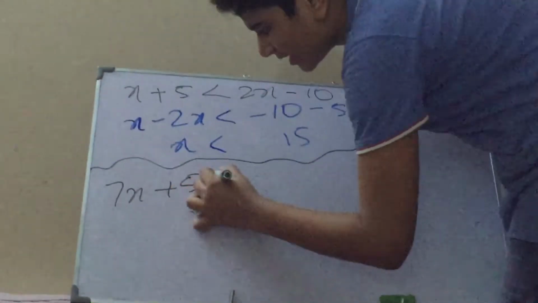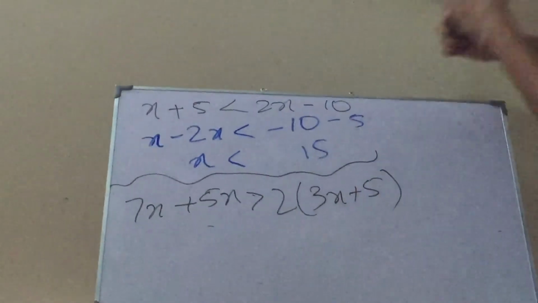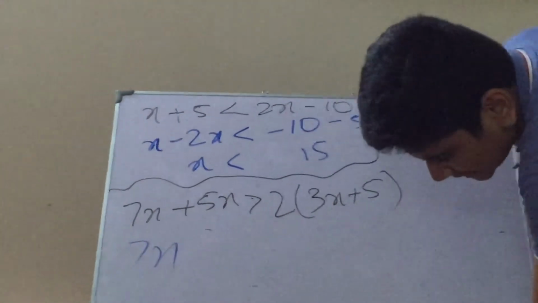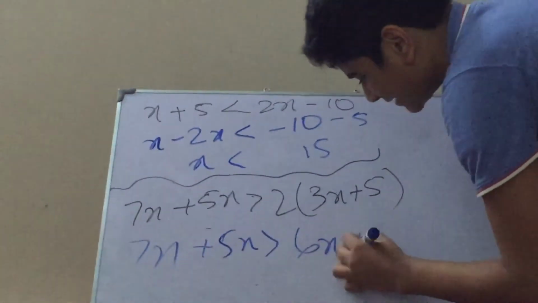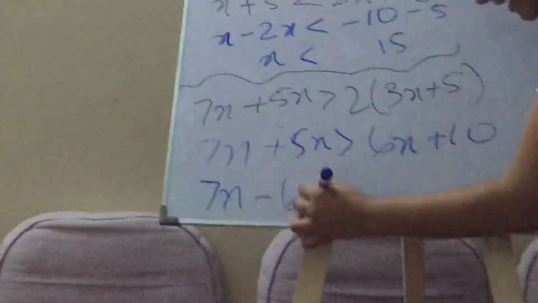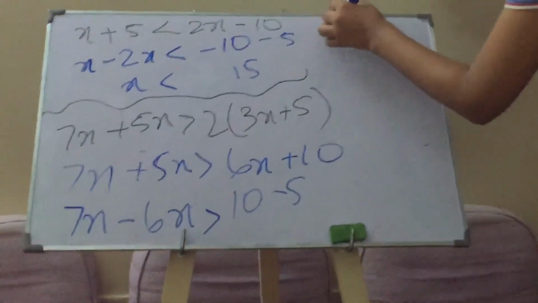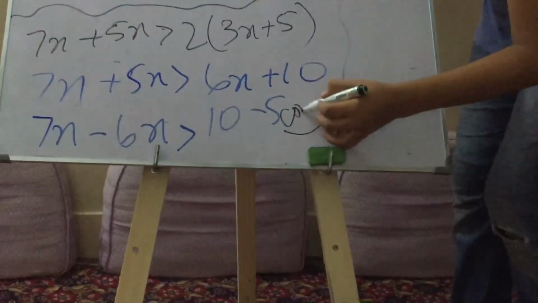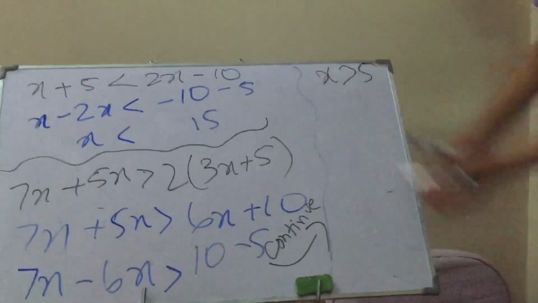7x plus 5, and 3x plus 5. Let's solve it step by step. 7x plus 5x, power 6x plus 10. So 7x minus 6x, 10 minus 5. So x is 5, the answer.